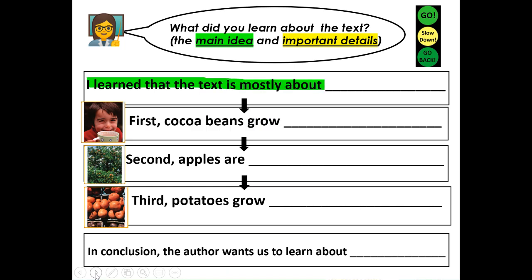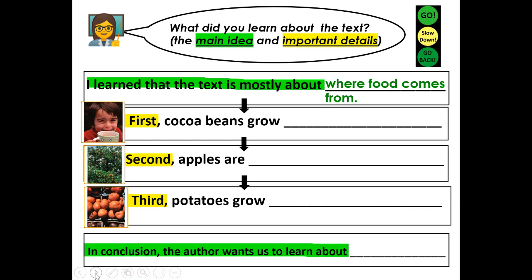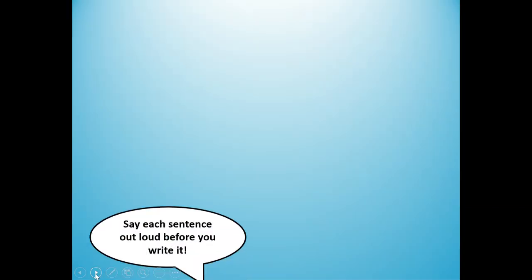Green means go. I'm going to give you your topic sentence. I learned the text is mostly about where food comes from. You don't need to write this. I just want you to say the main idea. I learned the text is mostly about where food comes from. Then you're going to write your first detail or fact one, your second detail or fact two, and your third detail or fact three. And then we're going to remind the reader what this is all about, the main idea, the topic. In conclusion, the author wants us to learn about where food comes from.